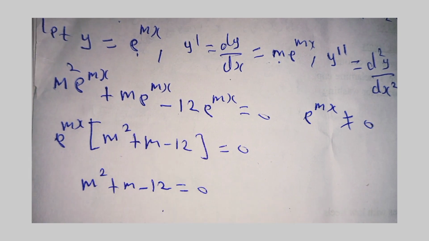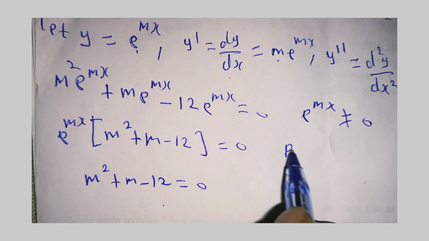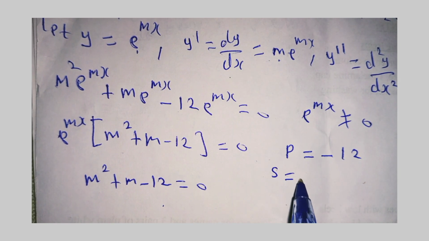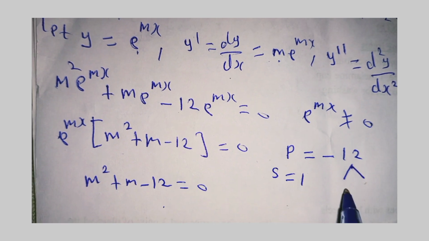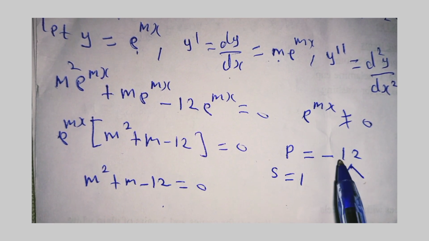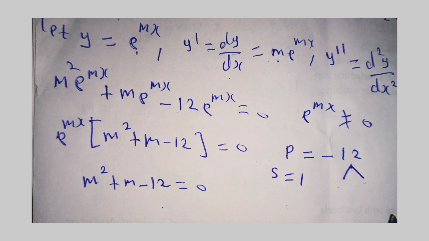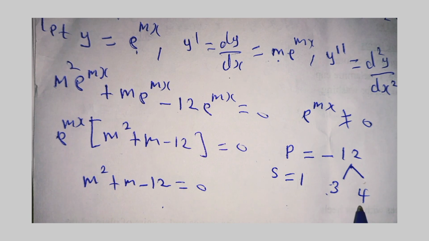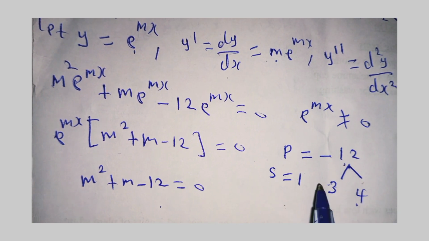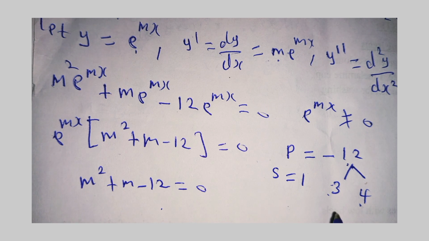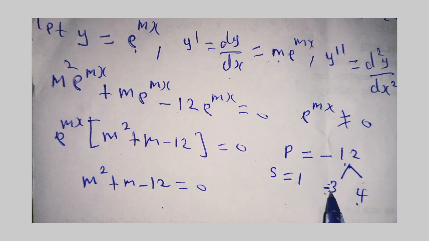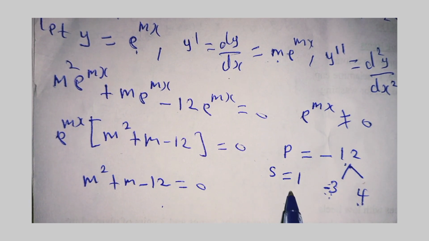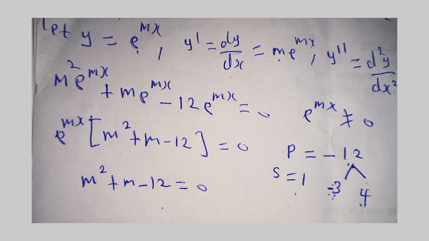So this is a quadratic equation whereby we have the product as negative 12 and the sum as 1. So you ask yourself, what are the two numbers which when multiplied give negative 12, and when added give 1? You have 3 and 4. 3 times 4 is 12. To make it negative, 3 is the one which is negative, so it is negative 3 and positive 4. Negative 3 plus 4 gives you 1, and negative 3 times 4 gives you negative 12.